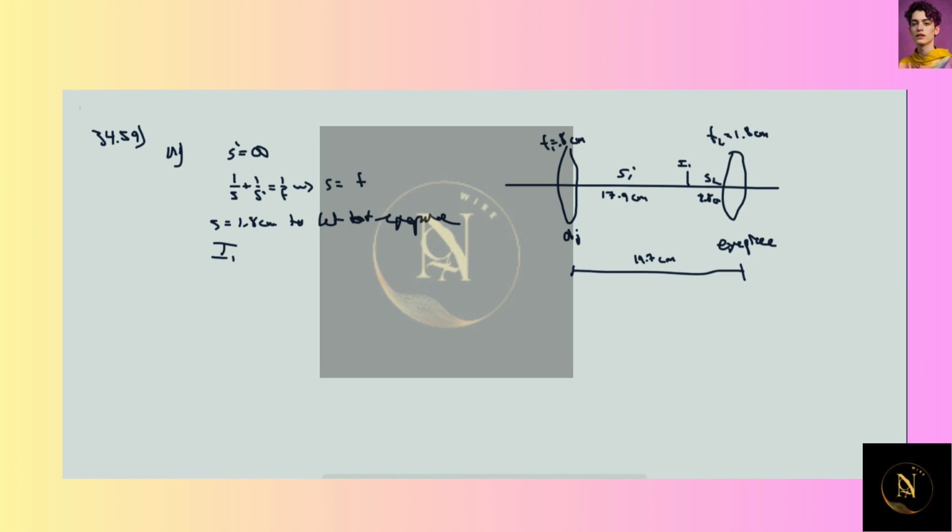So now we know where the image is formed from the first lens. We're working backwards again, so we're trying to get to where the object is. So we can use our thin lens equation, rearranged for the object distance. So we're trying to solve for s, which is s prime f over s prime minus f. So we can plug that in. So 17.9 times 0.8 over 17.1, and this is equal to 8.37 centimeters.